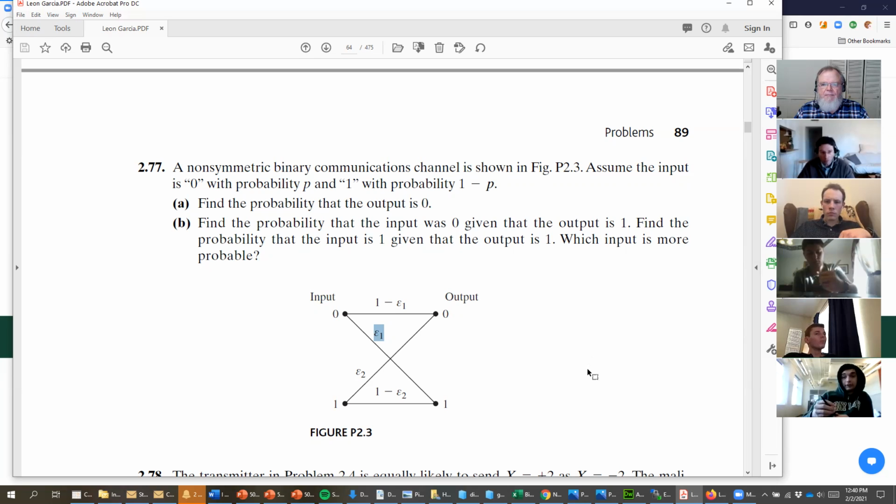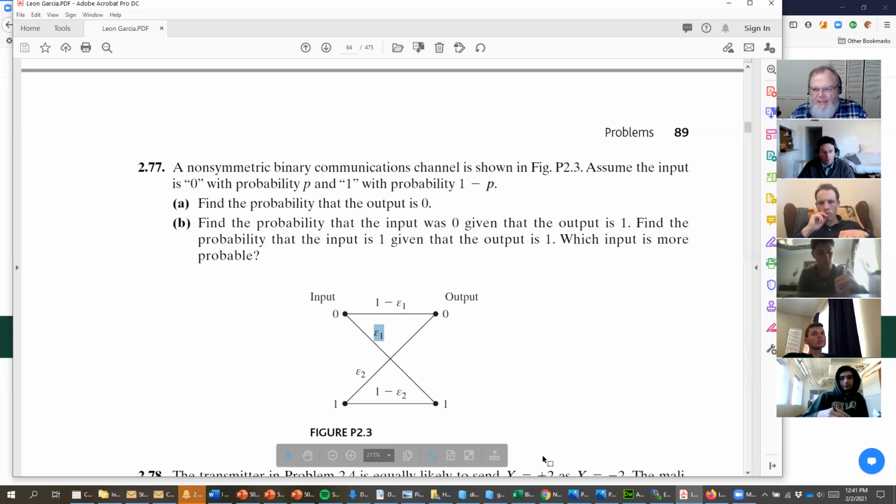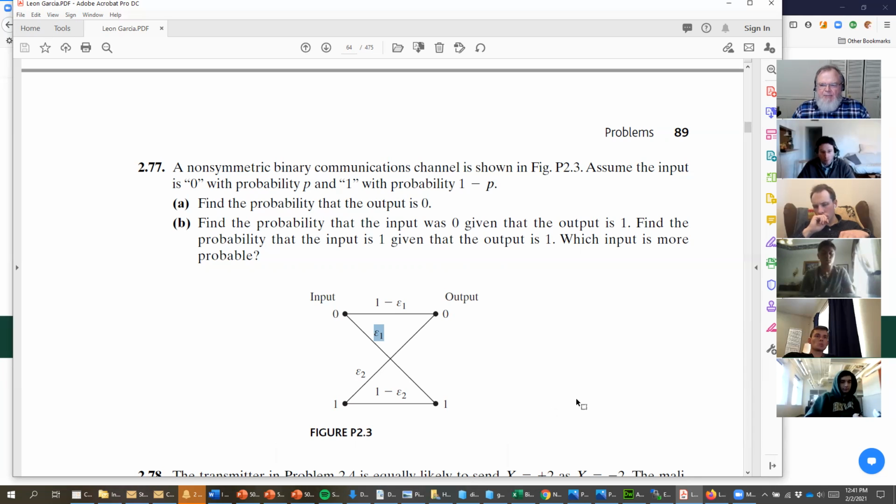On the same problem here, in the second part there, it asks which is more probable. To answer that, I think you would have to make an assumption on epsilon 1 and 2. Yes, you do. On part B, you have to say if epsilon 1 is greater than epsilon 2, then blah, blah, blah. Otherwise, without numerical values, you can't answer that question. Good point.